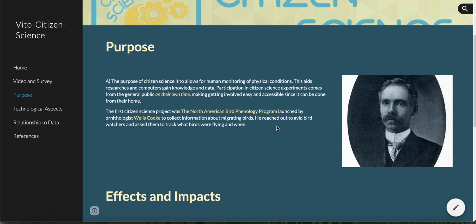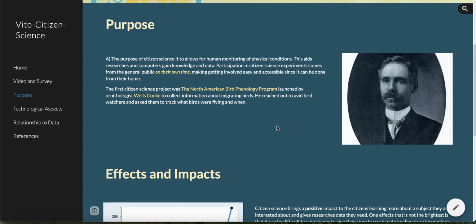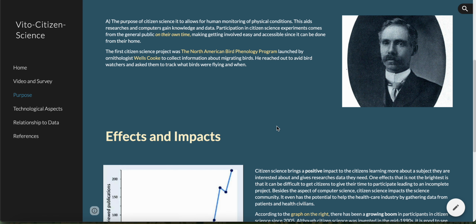What he did was reach out to bird watchers, and he asked them to track what types of birds were flying and when. He didn't use the internet because this was the mid-1990s, and not everybody had access to that. He gave experienced bird watchers cards to write what they noticed about migrating birds on, and then they mailed it back to him, and he took that data, studied it, and figured out a lot about migrating birds with the help of people.